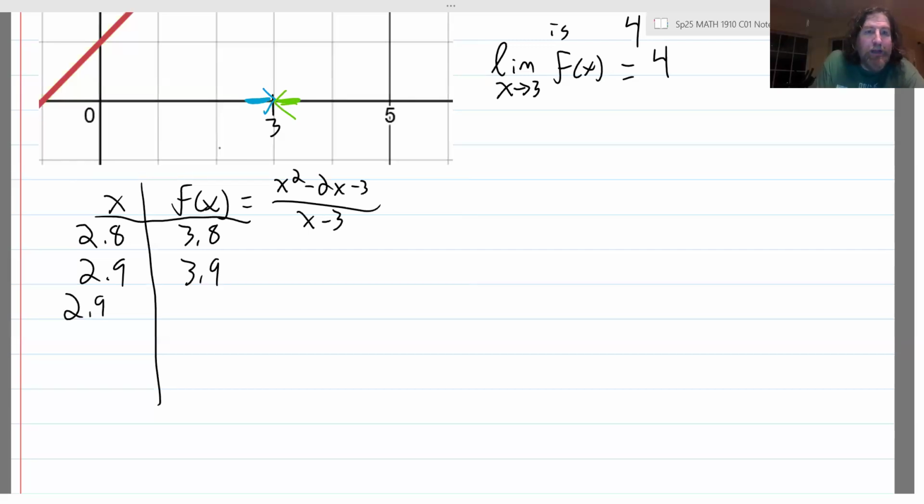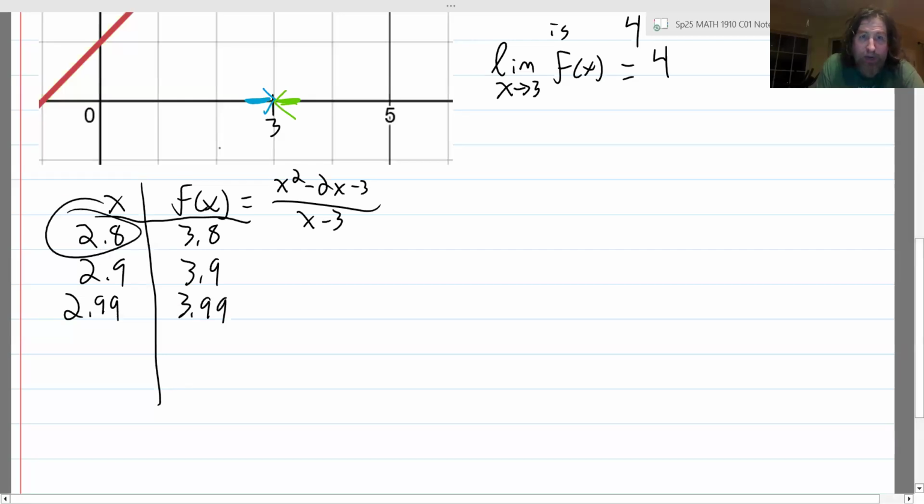And we could plug in 2.99. Okay, 2.99 squared minus 2 times 2.99 minus 3, divided by parentheses 2.99 minus 3. And we get 3.99. Now, you might notice there's a pretty obvious pattern in this case. It looks like we're just taking this x value and adding 1 to it.